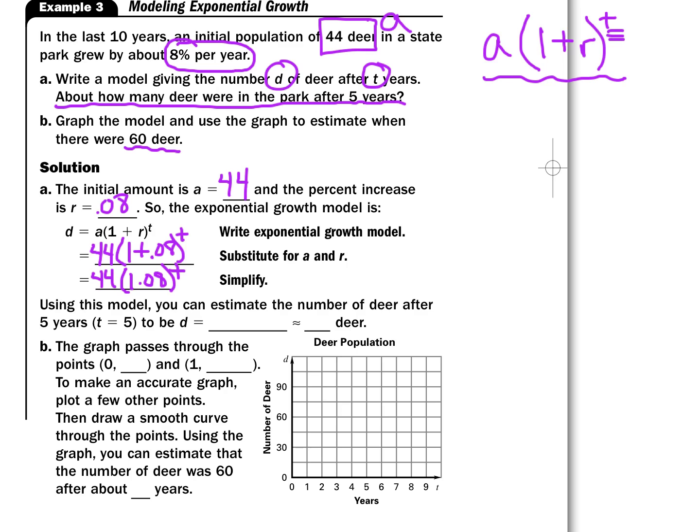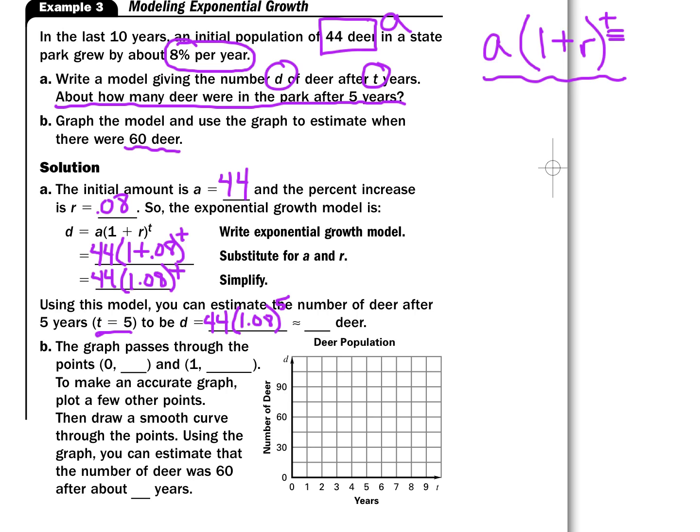Now, using this model, we can estimate the number of deer after 5 years by just substituting 5 in for t. So d equals 44 times the quantity 1.08 to the 5th power. Now, if we do that on the calculator, just go ahead and get out your calculator and enter it in exactly how it looks on there. If you're using a TI-84, you can use the parentheses and everything else, and it will do all of the hard work for you.